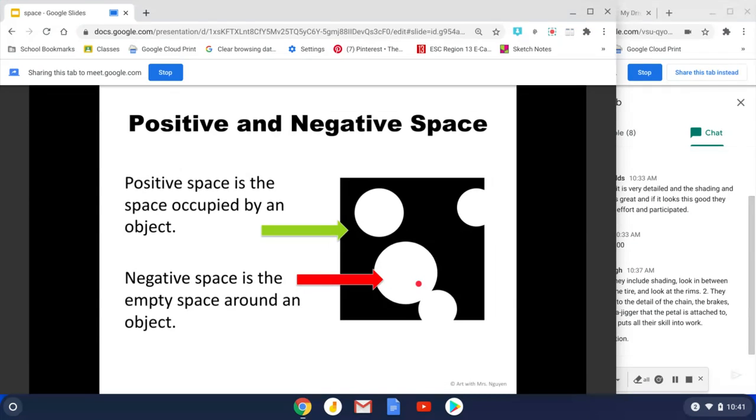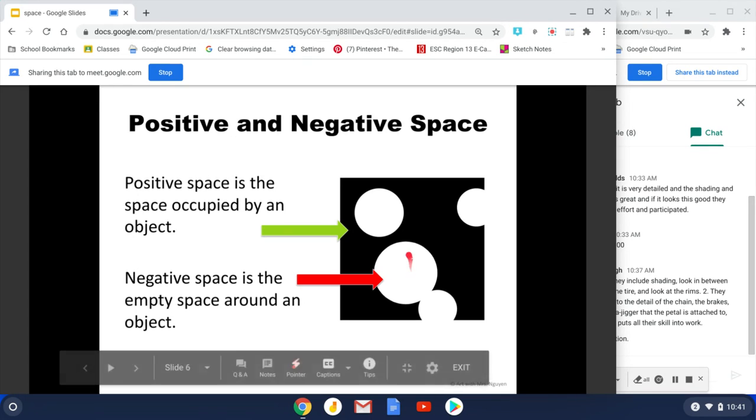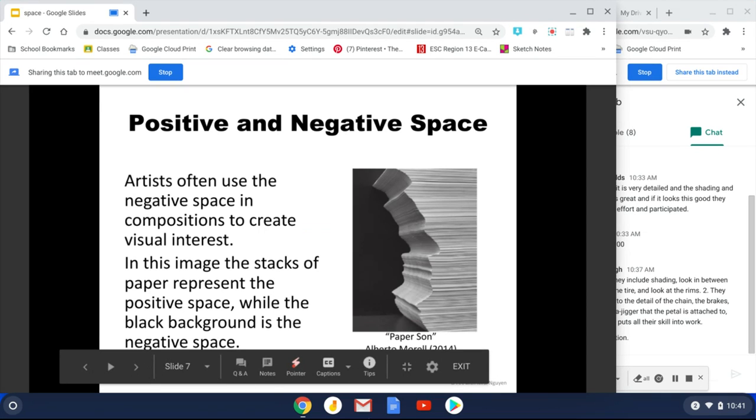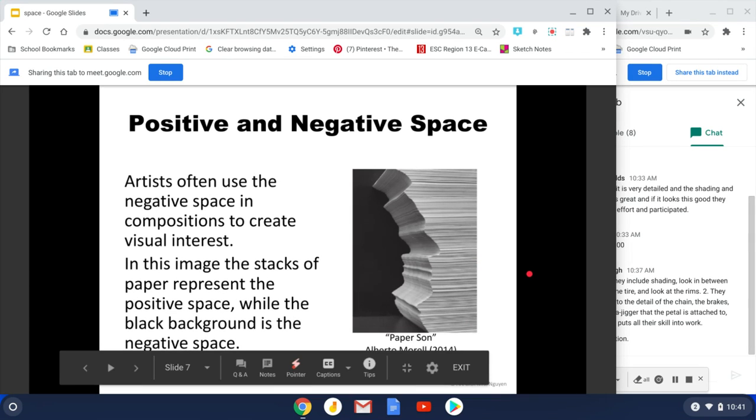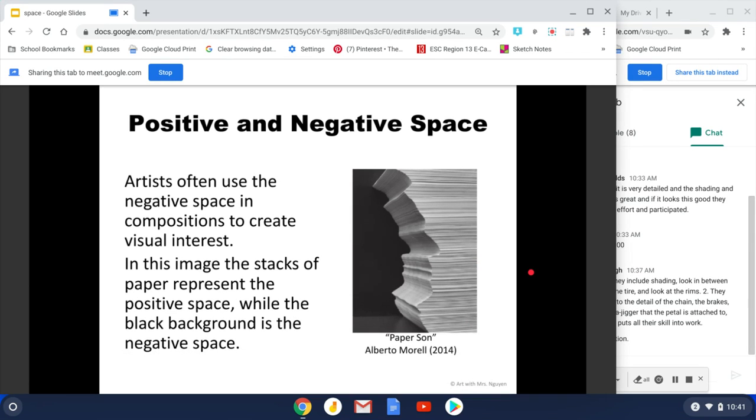So I will be saying positive and negative a lot, especially when we get to still life. I'm going to be saying, okay, let's look at the negative space. And negative space is the space around an object. So here's a good example. Artists often use the negative space in compositions to create visual interest. In this image, the stacks of paper represent the positive space, while the black background is the negative space.